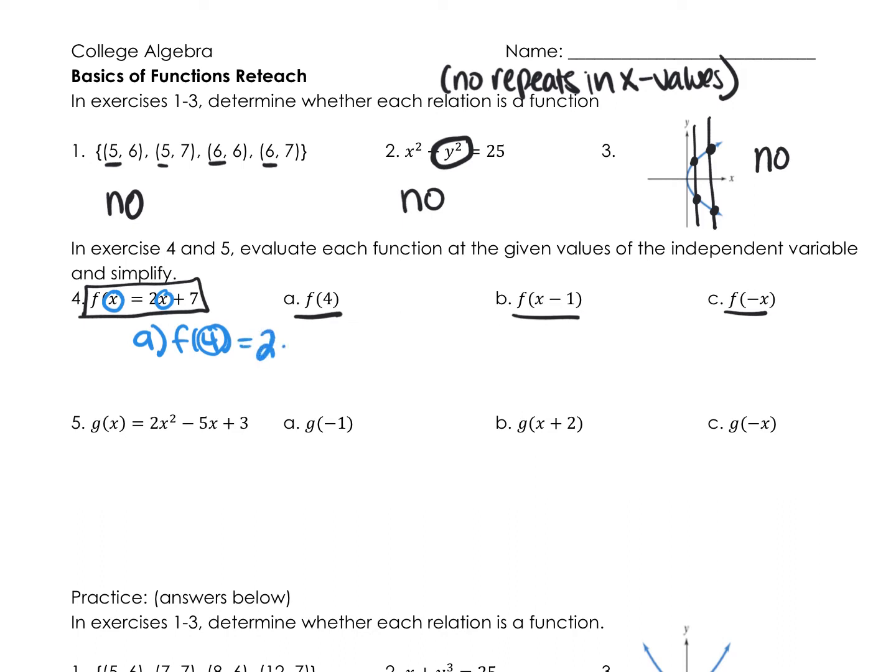So this will be 2 times 4, because that's 2 times x, plus 7. 2 times 4 is 8. 8 plus 7 is 15. So f of 4 is equal to 15.